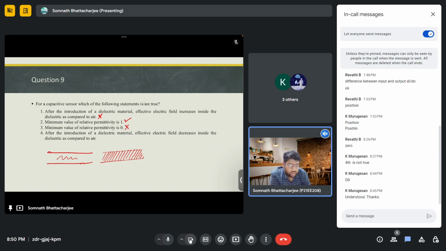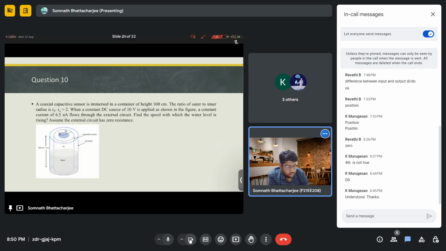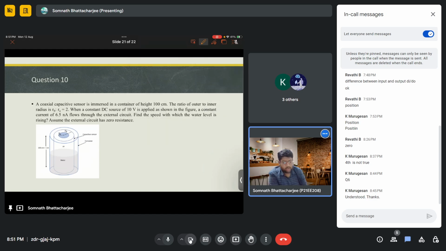After the introduction of a dielectric material, effective electric field decreases. Oh, it's the same. Yes, it's a yes. So it's a bit harder one.